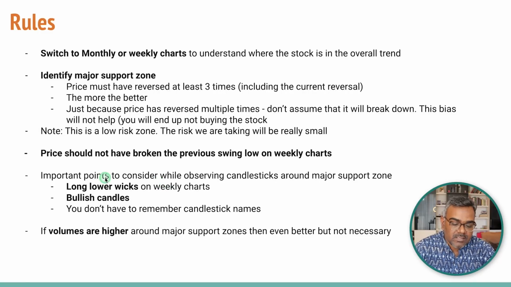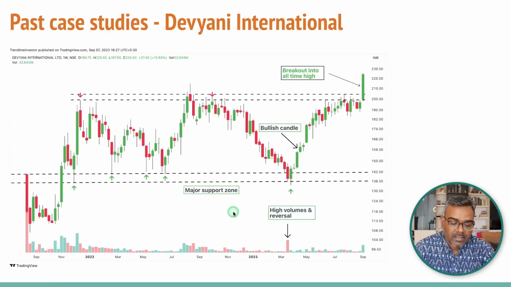And the next point to consider is you need to observe the candlesticks around the major support zone. Now the first thing is you need to have long lower wicks on weekly charts, or you can have bullish candles on the weekly charts. Okay, you do not have to remember the candlestick names. For example, here in this case, we had a long lower wick. This is what I call a wick, right? A wick is nothing but the wick you have in a candle. You have a long lower wick over here, also a very strong green candle.